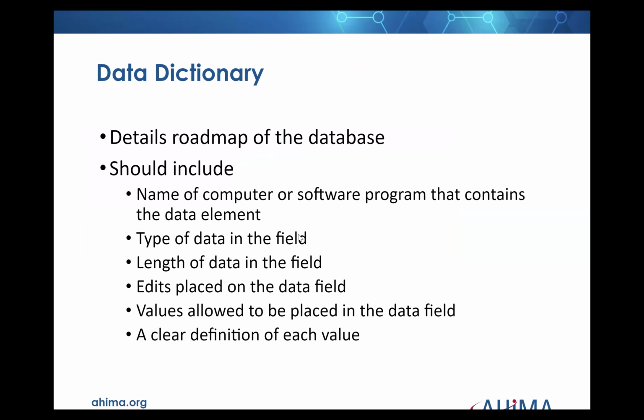A data dictionary is basically the roadmap of the database. And it basically is how we manage our data within the database. And it talks about the type of software, the type of data in each field, the length of the data in the field, any edits, what values are to be placed in there, and a clear definition of each value. For example, numbers can be strictly numbers, have numerical value, or they can be used as identifiers. So we have to kind of be clear on what these things are.